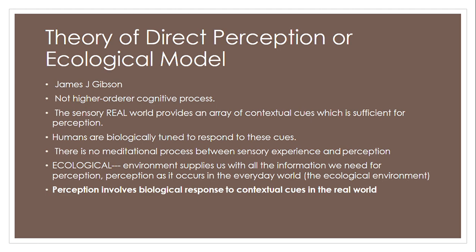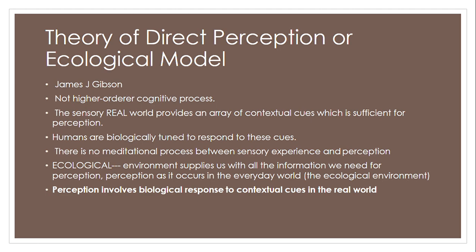Here, perception and sensation don't have any intermediating processes or higher order processes in between, and this theory is also called the ecological model. Why? Because Gibson believed that the information required to perceive and judge the objects around us is already available in the contextual cues in our environment, like the texture gradient, which acts as a depth cue to judge the relative proximity of the object from us.